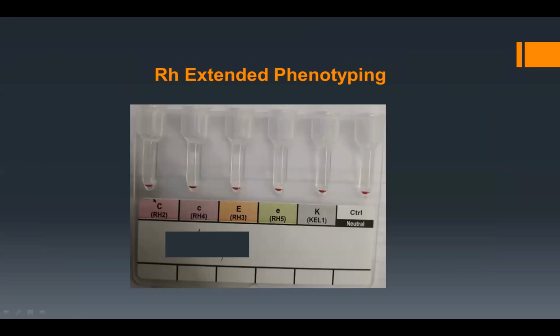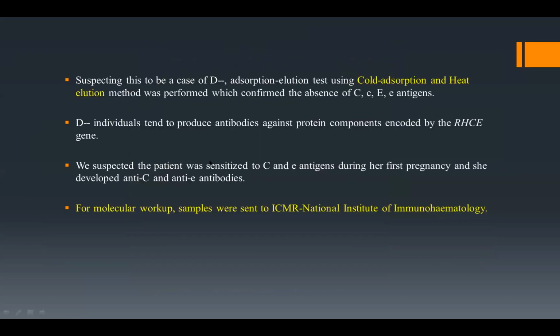Here we can see that she is negative for capital C, small c, capital E, and small e antigens. So this is how we got the suspicion that this can be a D-- phenotype, where we had to proceed further with adsorption and elution studies, which confirmed the absence of CcEe antigens further.